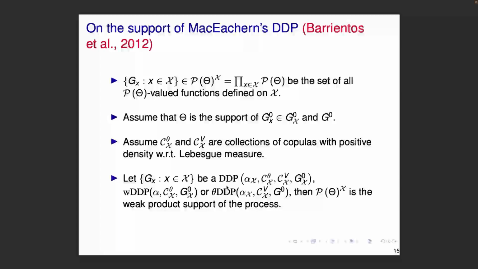Of course, when we study support, the definition of support is the smallest closed set with probability 1, and that depends on how closeness is defined, usually with some metric, or more generally with a topology. In this case, we are using a very general topology called the product topology, using weak neighborhoods, and for that reason it's called the weak product support of the process. It's a very general support.